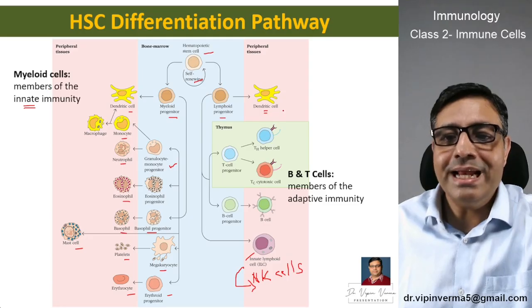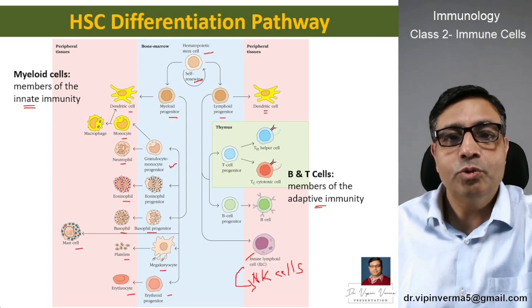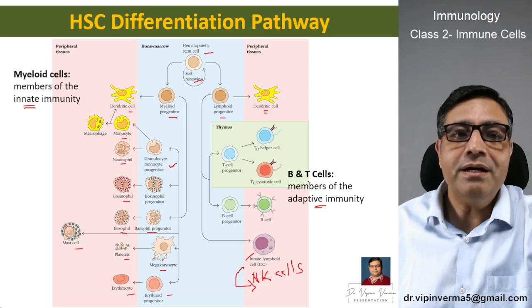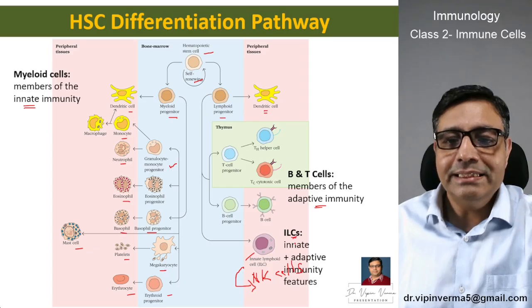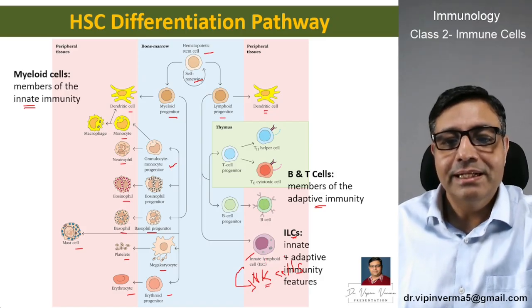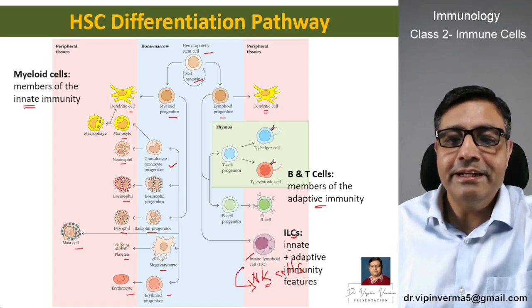And the B and T cells are the members of the adaptive immunity. So these are the members of the adaptive immunity, very specific responses, and they are basically primed, or induced, by the innate cells. Then we have the ILCs, and these ILCs have both innate and adaptive immunity features. So these cells, as I told you, for example the NK cells, not only show the adaptive immunity features, but they also have some innate features. So they are a different category. Okay.